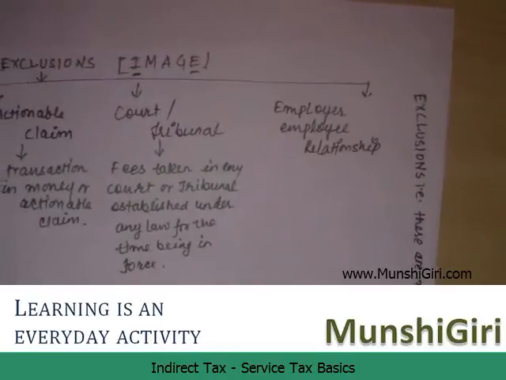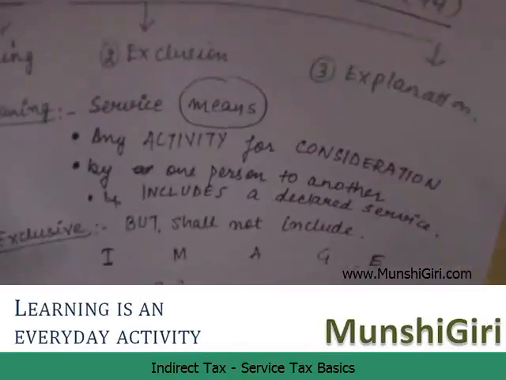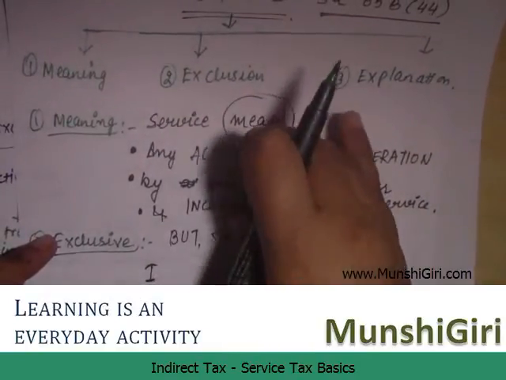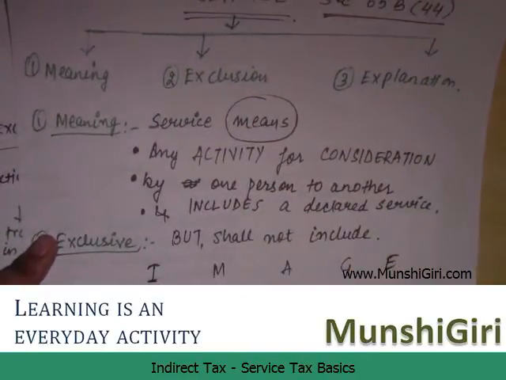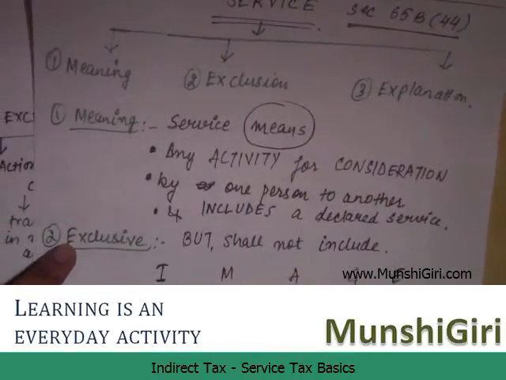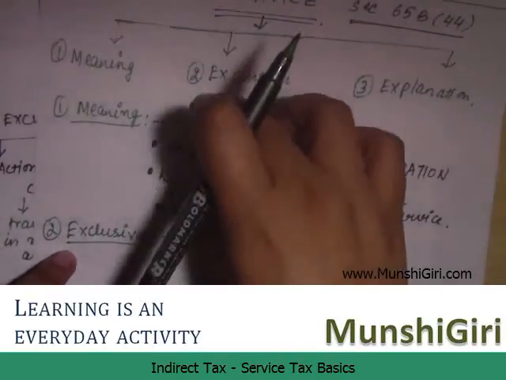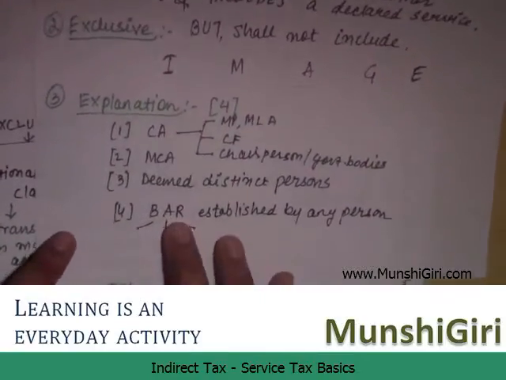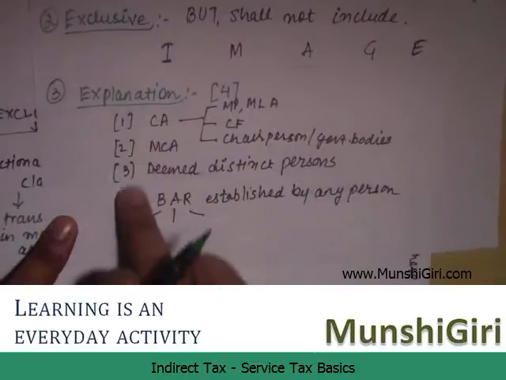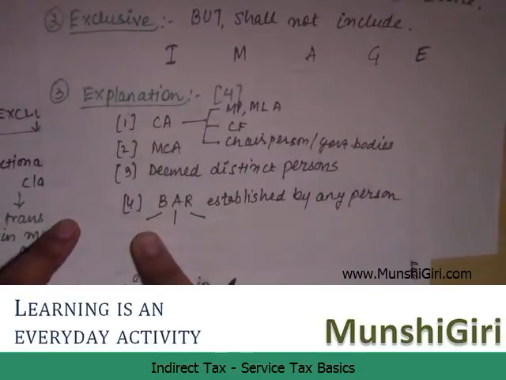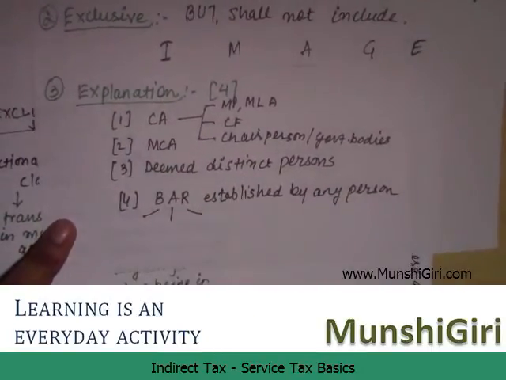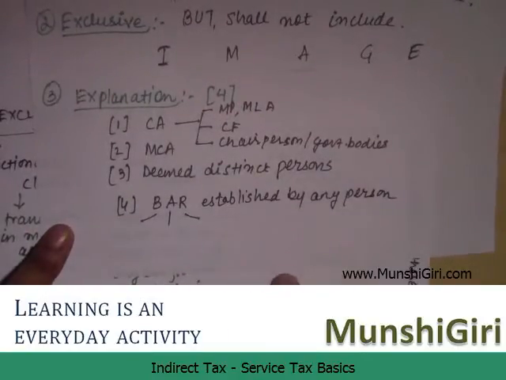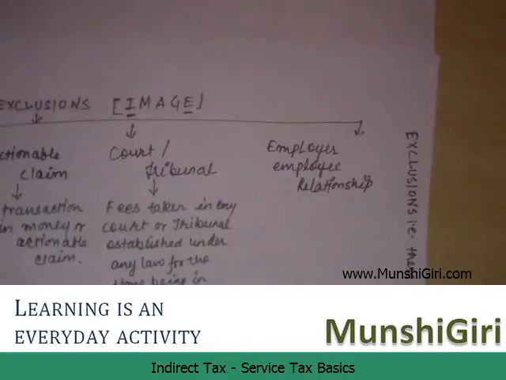So, we have done this meaning part. Activity for consideration we are going to do a little later after completing the explanation part of it. So we are done with the meaning part, the exclusion part I have just told you, and now what we are going to do is this explanation part, these four things. The meaning of CA, MCA, deemed distinct persons, and this branch, agency and representational office established by any person. Now we are going to do this in detail.